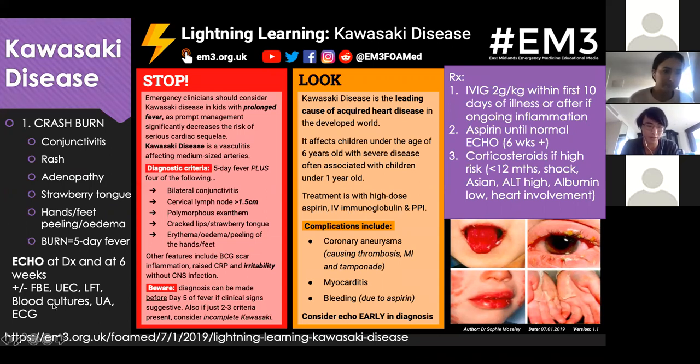You can also do other investigations too for increased inflammation. They might have a bit of sterile pyuria as well, and blood cultures for other differentials. And the main thing we do to treat is we give them IVIG. This is going to be most effective within the first 10 days of illness, but some people still do it if they think it's ongoing inflammation.